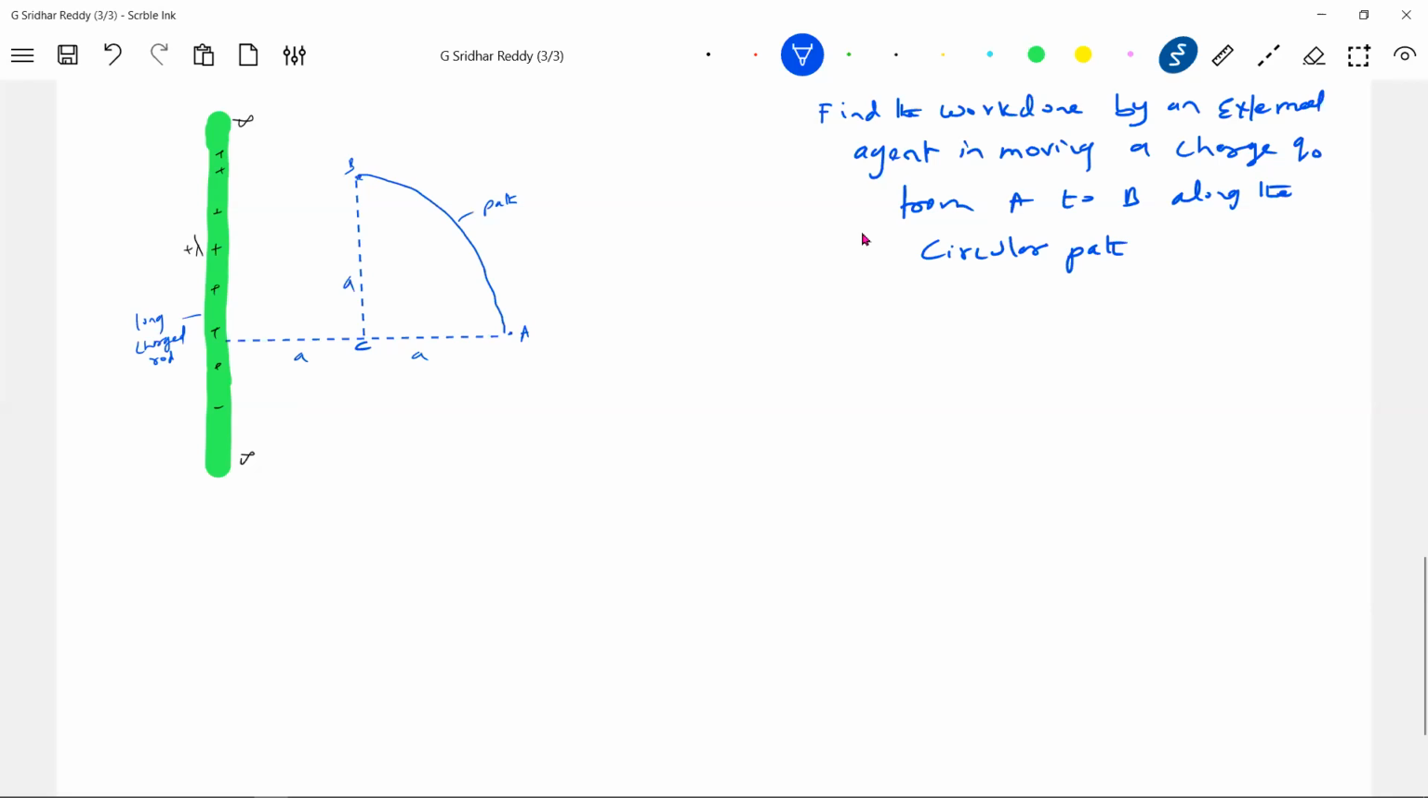How to get the potential at A and B due to a long line charge? That's the one big headache. Let's do one thing. Do we know the electric field due to a long line charge? Yes, we know. The electric field due to a long line charge is given by this one, lambda by 2 pi epsilon naught r. Then according to the formula, minus of E dot dr. So I want the potential difference between points A and B.